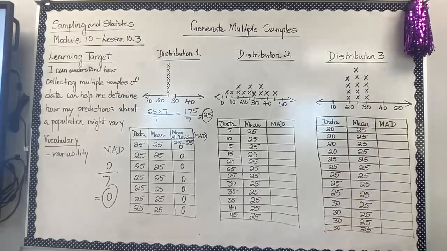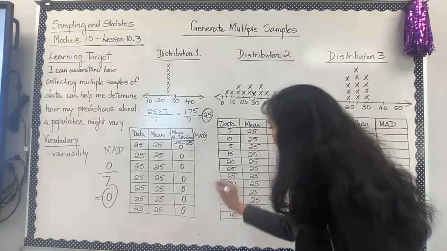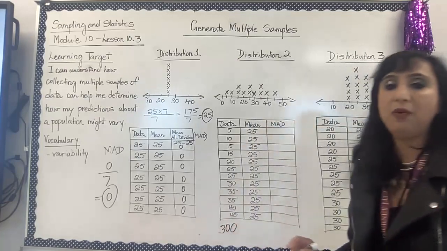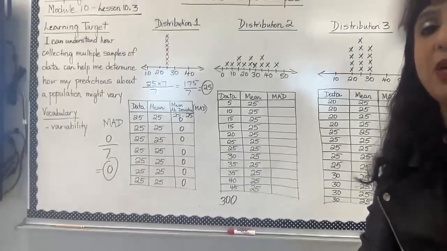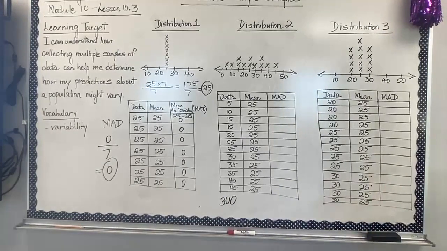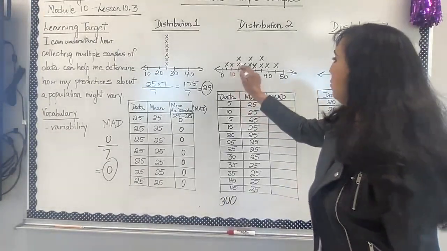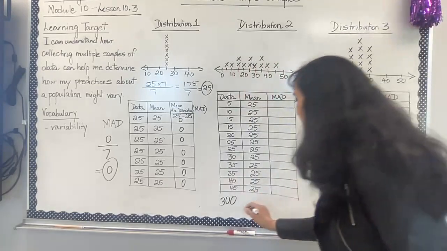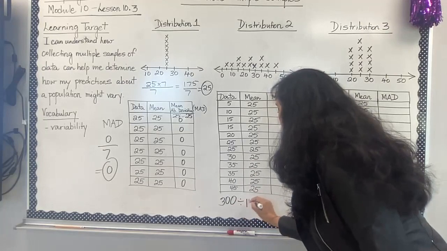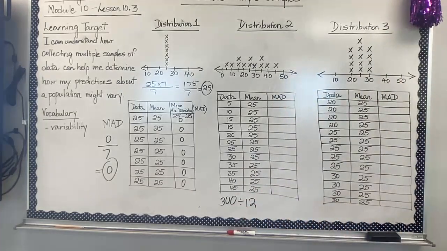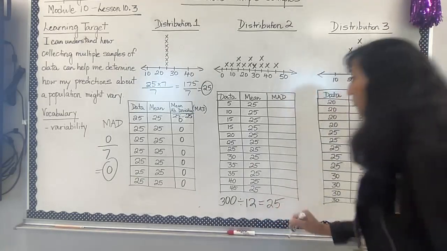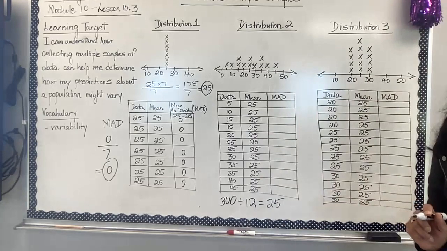And when I add all of them, I am going to get 300. Okay, so the sum of all this is 300. And then I will have to divide this 300 by how many data pieces there are. And I can see that I have 1, 2, 3, 4, 5, 6, 7, 8, 9, 10, 11, 12. So I have 12 data pieces. So I have to divide 300 by 12. And I again get my mean as 25. And so that's what I've written down over here.